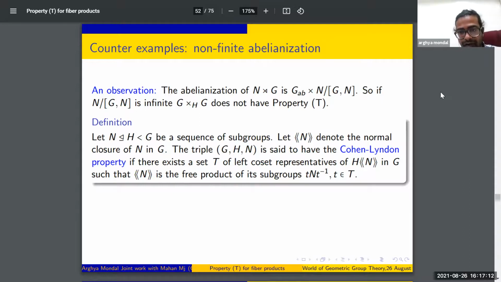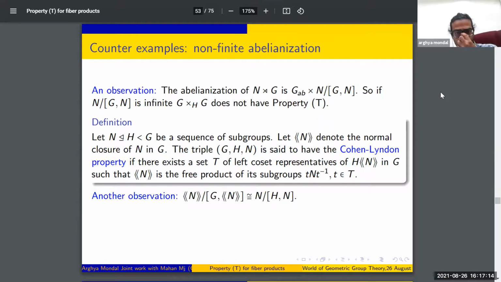Now, what happens if we have this property? Then we will have the normal closure of N modulo the commutator subgroup of G comma N is N modulo H comma N. Because if you want to go formally, it's a bit of work, but notice that when I'm going modulo the action of G on the normal closure of N, that means that these T and T inverse will start commuting. So T and T inverse will cancel, and only N will be remaining, and then you have to quotient by the action of H, which is kind of the normalizer of N.